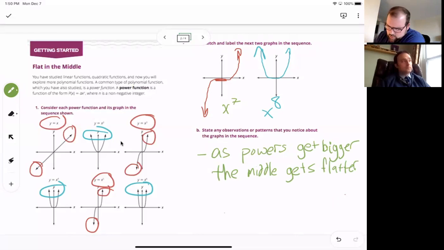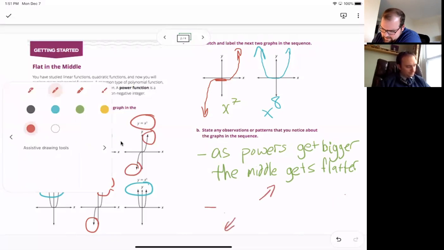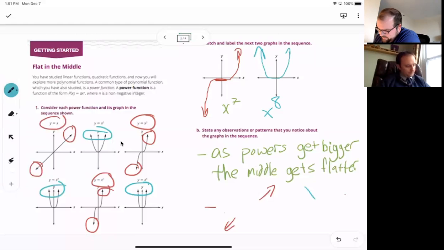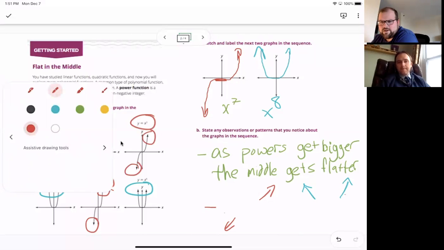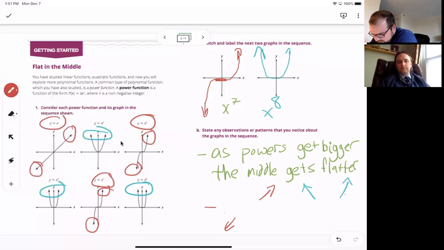And then we also had a whole bunch of these that were up on one side, down on the other side, and then some that were up on both sides. And the stuff that's in the middle kind of changed a little bit. It got flatter as we went higher. But I know that there's a relationship between the powers here, where it looks like the red ones that we circled were 1 and then 3 and then 5 and then 7.